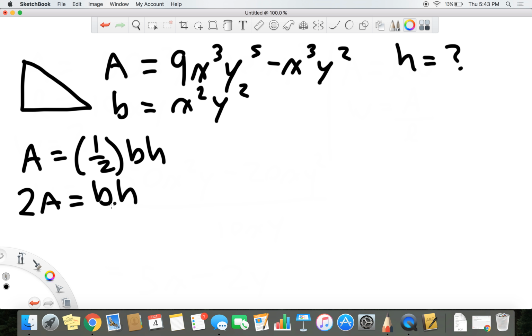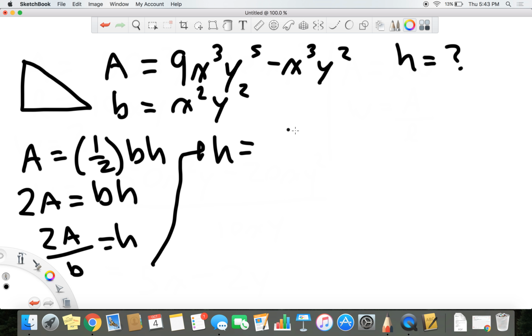And we're trying to get height alone. And base is attached to height by a multiplication operation. So the way to get rid of it is to divide by b to cancel it out, which means we have to divide the other side by b. So 2a divided by b equals height. So, knowing that, let's plug it in.